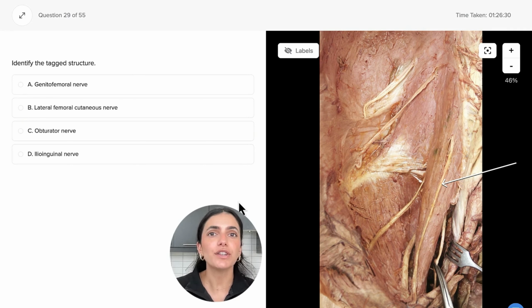Identify the tag structure. Here we're looking at a dissection along the posterior abdominal wall. This is an anterior view of the posterior abdominal wall. We can see a couple of muscles here. Laterally, we're able to see the iliacus muscle. As we move more medially, we're also going to find the psoas major muscle. This area is going to be medial.